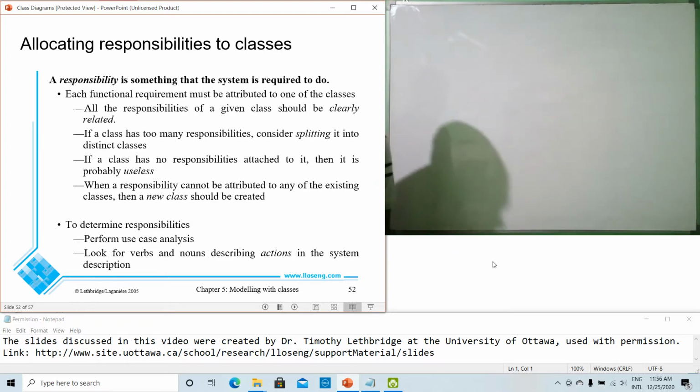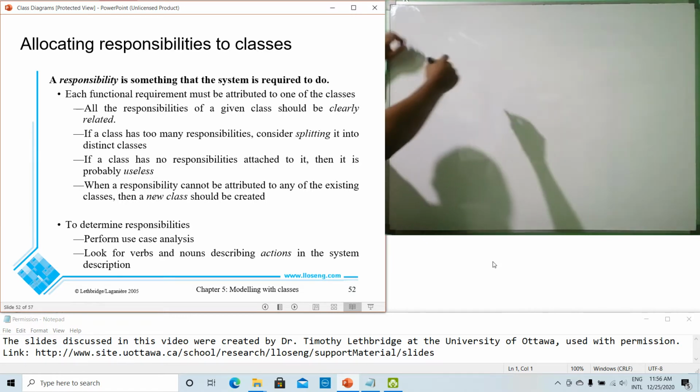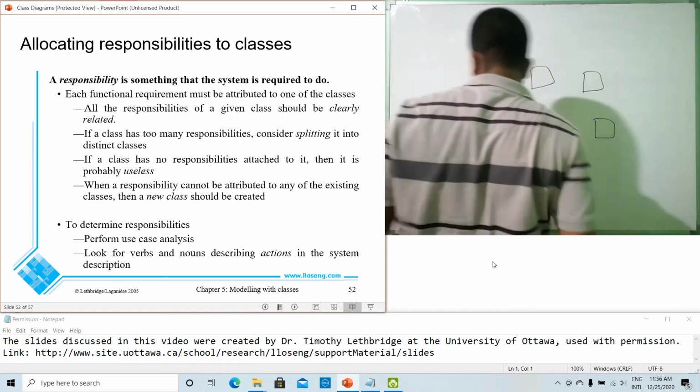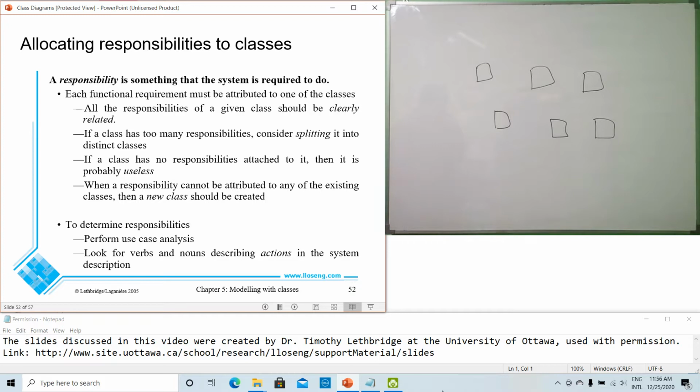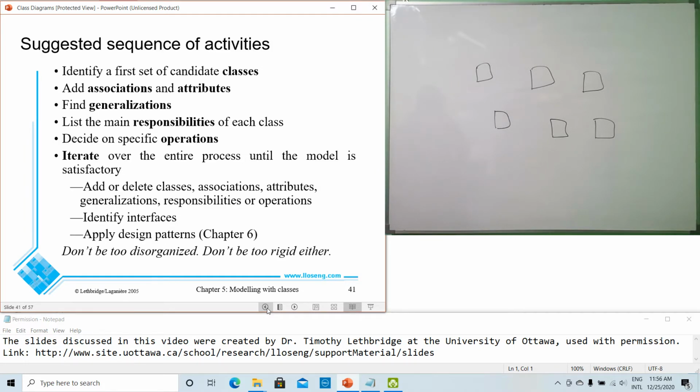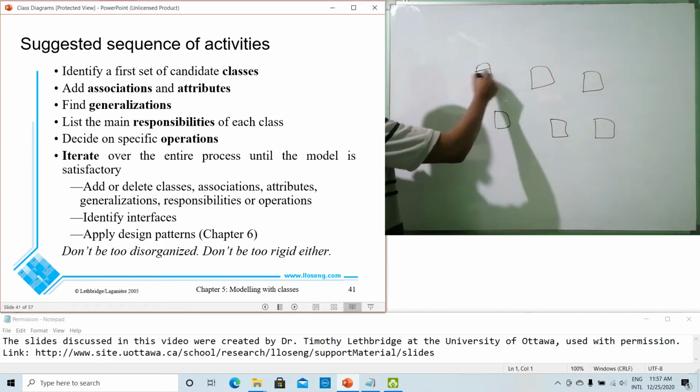This is the next slide: allocating responsibilities to classes. Once you have drawn the class diagram, let's go back to one of our previous slides, which are related to our previous video. This is the suggested sequence of activities for designing a class diagram. First, identify the set of candidate classes, then we identify associations and attributes, then I described how to find generalizations. Then the next step is responsibilities.